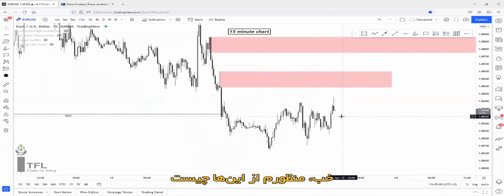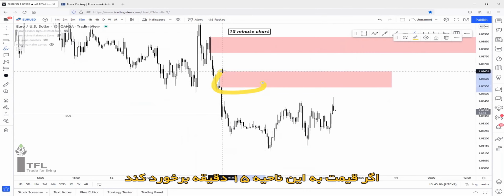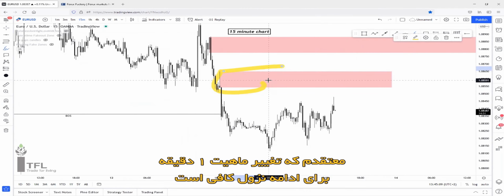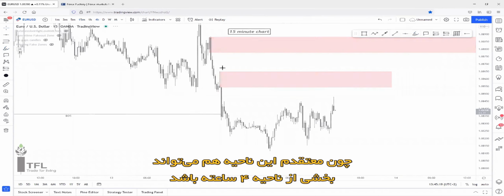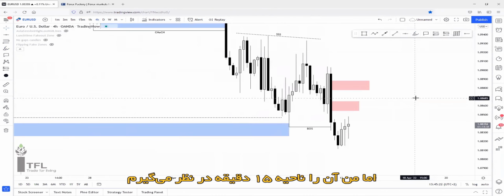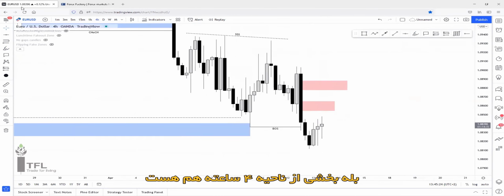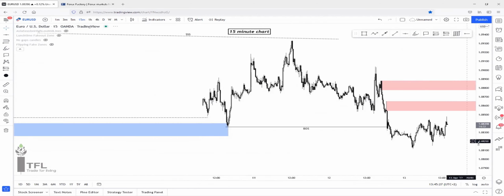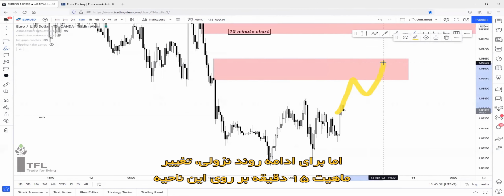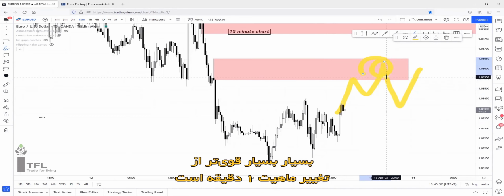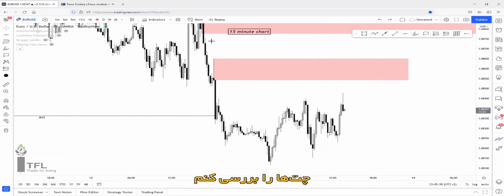So what do I mean by this? If price steps into this 15-minute zone, I believe the 1-minute change of character will be enough for the continuation. But it's much, much safer to wait for a 15-minute change of character inside of this zone too, because I believe this zone is part of the 4-hour zone too. But I do consider this as a 15-minute zone and not as a 4-hour zone. But for a short continuation, a 15-minute change of character right here in this zone will be much, much stronger than just a 1-minute change of character. Okay, let me just really check.